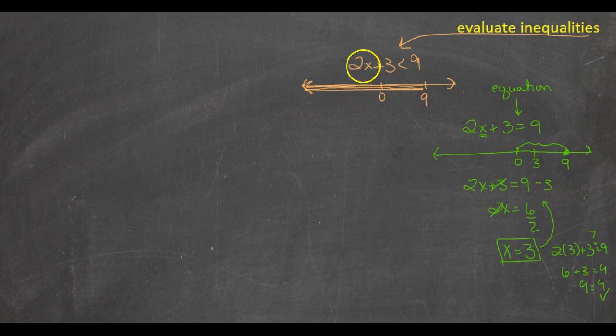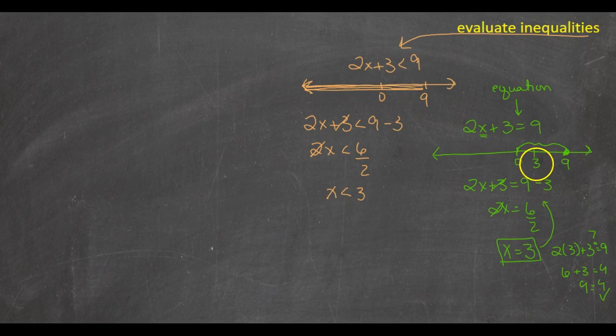So to solve this, I'm going to use exactly the same steps I used for the equation, except instead of carrying the equation down step by step, I'm going to carry the inequality. So I'm going to subtract 3 from both sides. And I'm going to divide both sides by 2. So this says the x I plug in to make this true has to be less than 3.